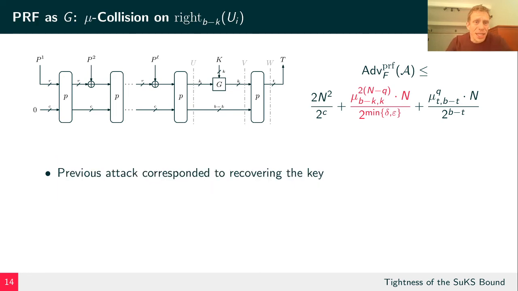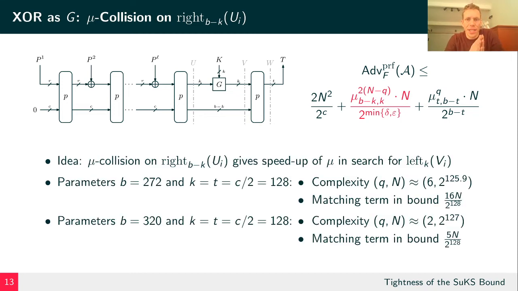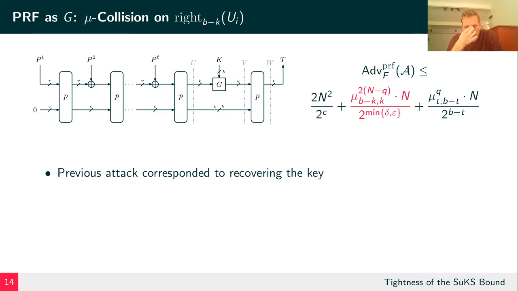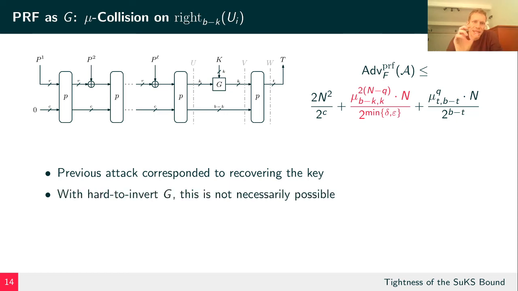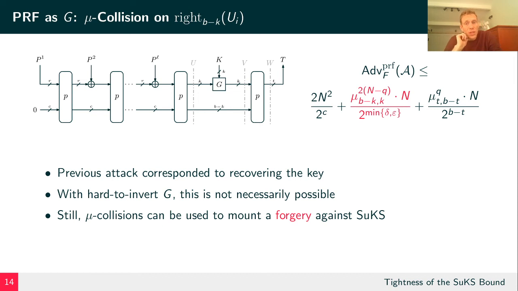So far so good, these attacks work if the G is an XOR. The idea is that you make evaluations that give you the outer part of U, and then you do the multi-collision attack to find the outer part of V, and because G is an XOR, you can add them and you get the key. Now if G is a PRF, the attacks don't work anymore. The reason is that if G is a PRF, or in general if G is hard to invert, even if you have U and V, you cannot necessarily recover the key. Still, it turns out that these multi-collisions can be used to mount a forgery against Suffix.